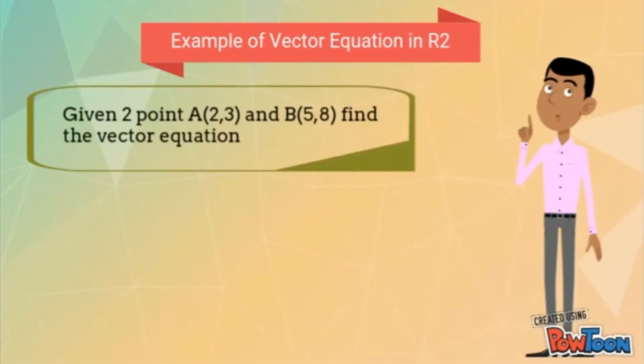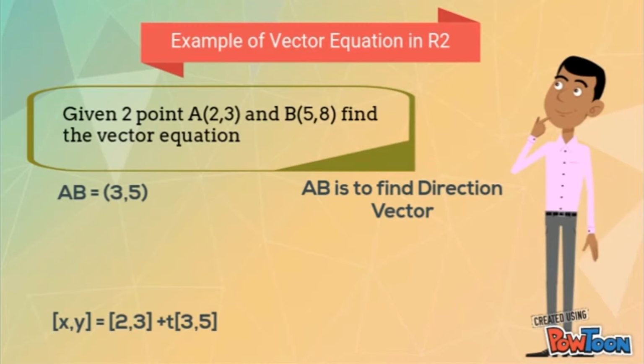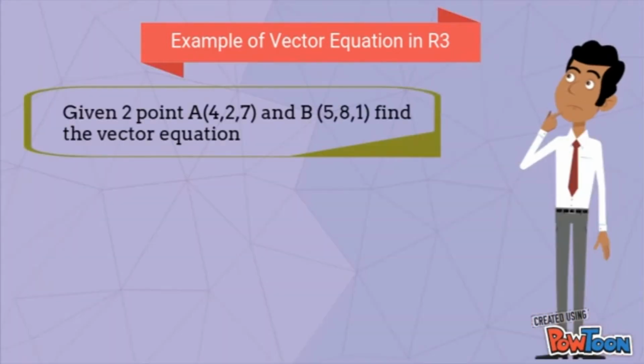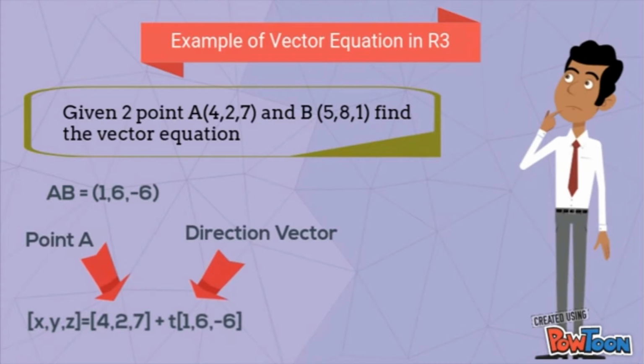Let's do an example in R2. Given 2 points, point A and point B, we use AB to find the direction vector, which is (3, 5). The point A will be the position vector. Same thing in R3: use the given points to find the direction vector, which is (1, 6, -6), and the position vector is (4, 2, 7).